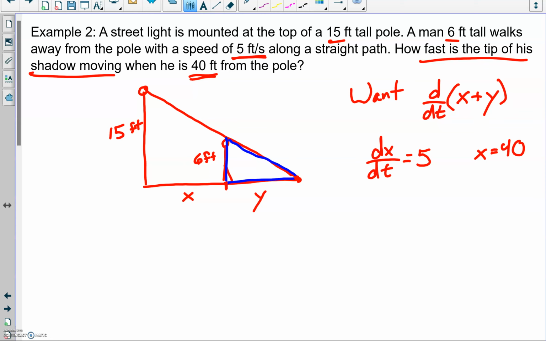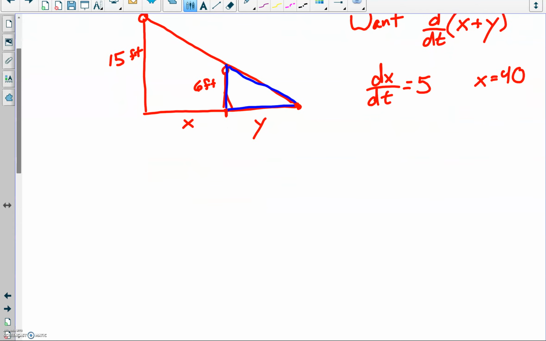So what I'm going to try and do here is get this d/dt of X plus Y to just be in terms of X, because that's all the information I'm being given at this point. So that's the thought process that you need to go through. What am I given? What do I need to get rid of? And this is a problem where with the similar triangles, it's a classic type of these related rates.